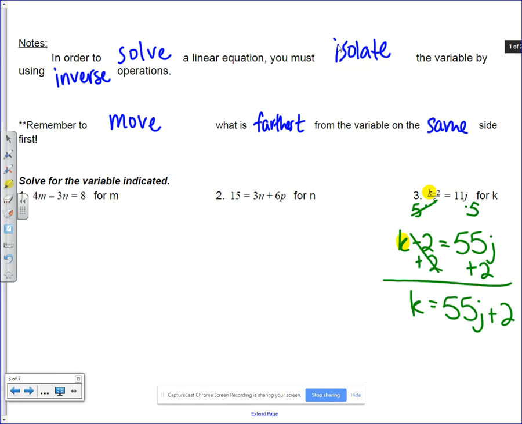Did we isolate the K? Then we're done. The K is by itself. We're all done. That's it. Is that all right for everybody? Okay, let's try another one like that.